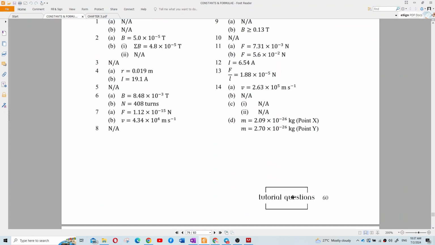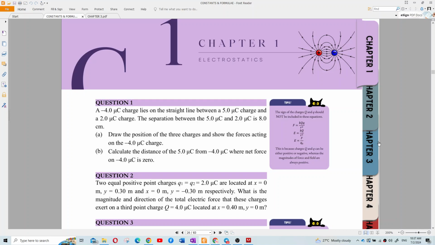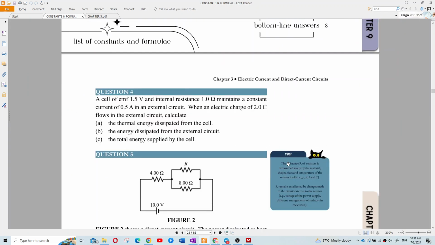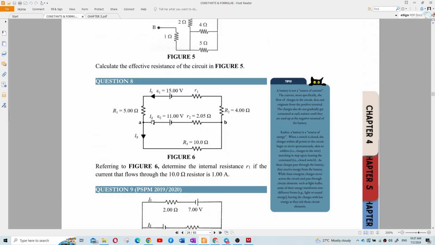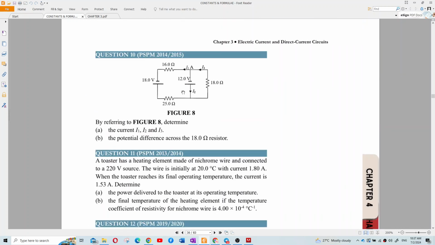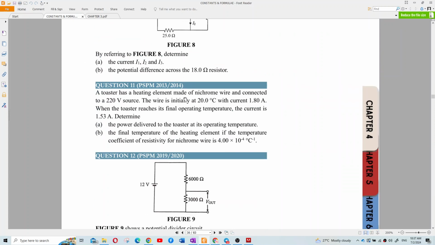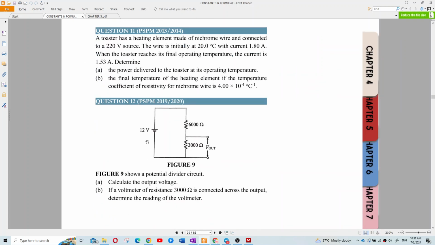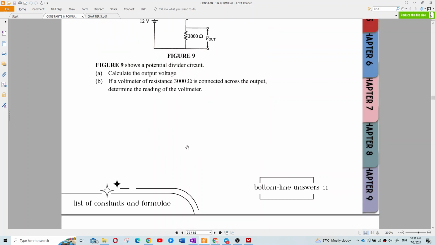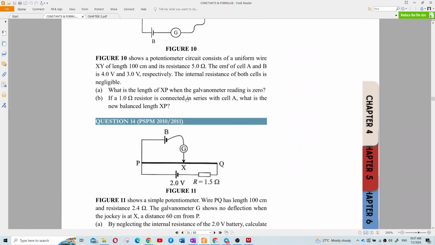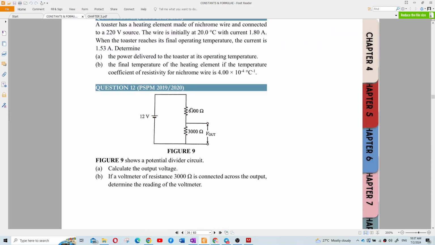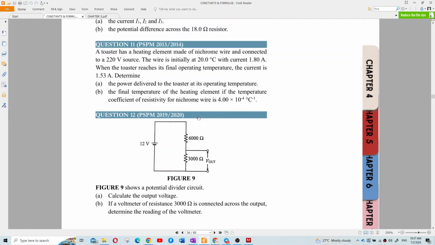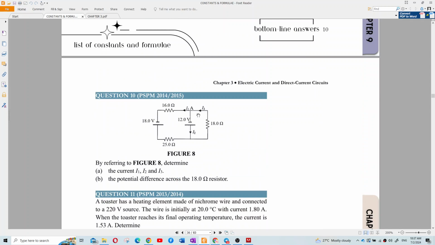Let's go back to the question. Okay, we have discussed question 8, question 9. Question 10, hold on a second. I think I want to go straight to question 12 first. I want to go straight to question 12 and question 13. I want to discuss these two questions first because I want to cover potentiometer, because I worry about your exam.